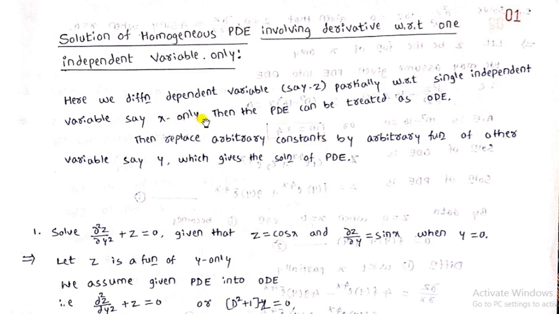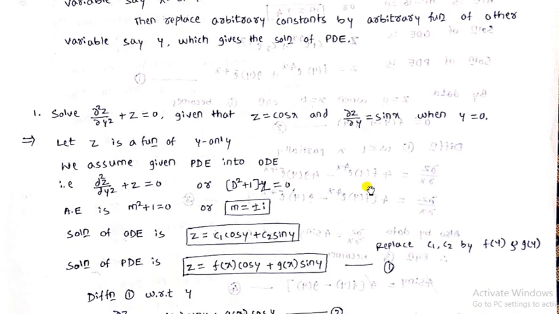So you have to convert the partial differential equation into an ordinary differential equation. Then we replace the arbitrary constants by arbitrary functions. In place of an arbitrary constant we use arbitrary functions of y or x, which gives the solution of the PDE. Now we will solve problems on partial differential equations having a single independent variable.